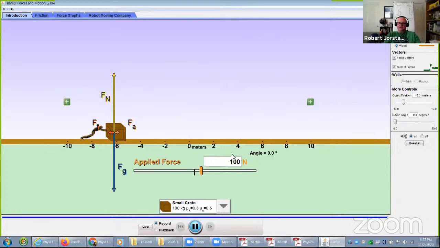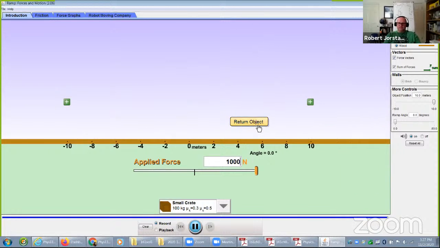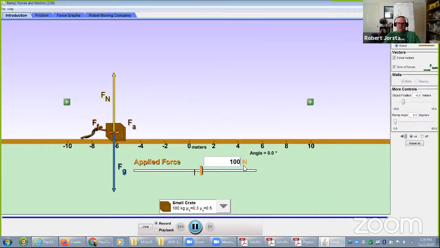It's not going anywhere. To prove that to you, I could do 1,000. And there it goes, right? But in this case, let's start here with 100. It's not going anywhere. 200, not going anywhere. 300, it's not going anywhere. And notice what's happening right here. The force applied right now is 300 newtons.